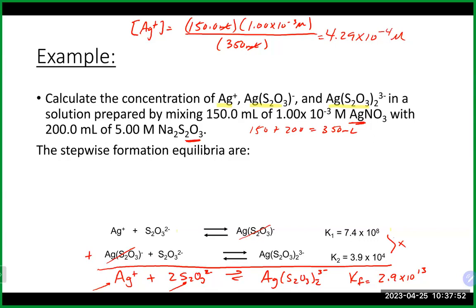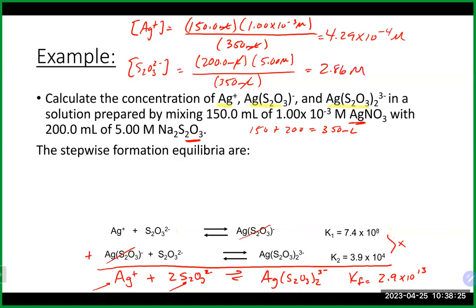We're going to do a similar calculation here for our S2O3 2 minus. In this case, we have 200 milliliters of it times a concentration of 5 molar divided once again by our total volume of 350. The milliliters will cancel. That will give us 200 times 5 divided by 350. Looks like 2.86 on that there. All right. Any questions on that?